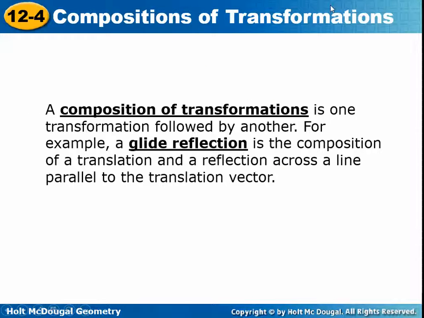A composition of transformations, like I said, is just one transformation followed by another. There's a special one called glide reflection that is used quite often, and that is when you have a translation and then a reflection. Generally speaking, that is across a line parallel to the translation vector. So if you were going to translate 3 units to the right, and then reflect about the y-axis, that would be a glide reflection.